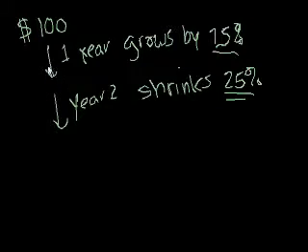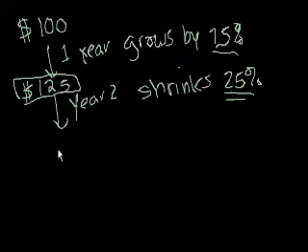So let's figure this out. If I start with $100 and I grow it by 25%, 25% of 100 is $25. So I grew it by $25, so I go to $125. Right? So after 1 year of growing by 25%, I end up with $125. And now this $125 is going to shrink by 25%. So if something shrinks by 25%, that means it's just going to be 0.75, or 75%, of what it was before, right? 1 minus 25%.